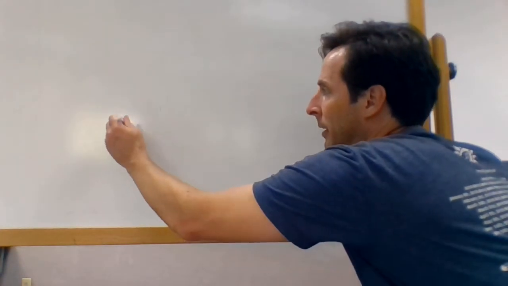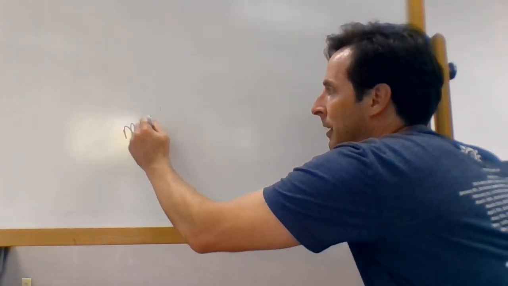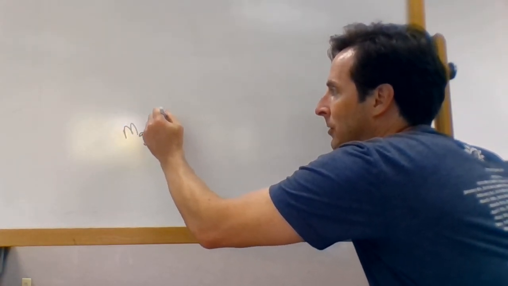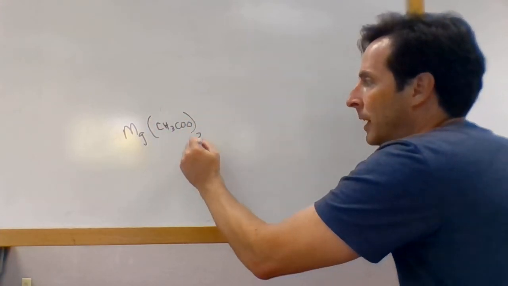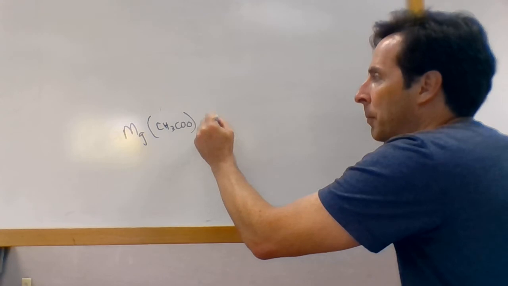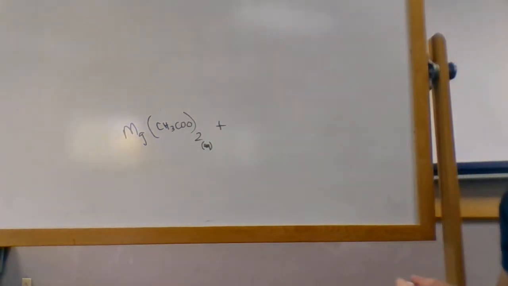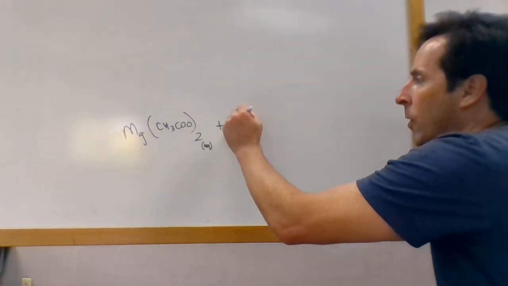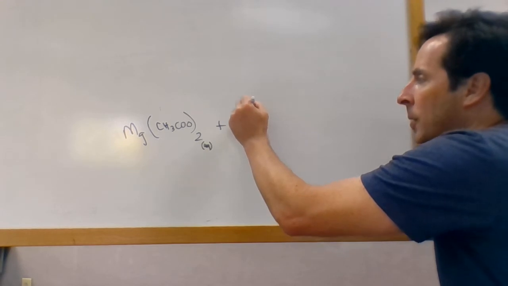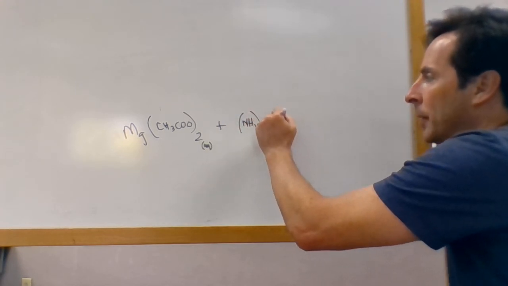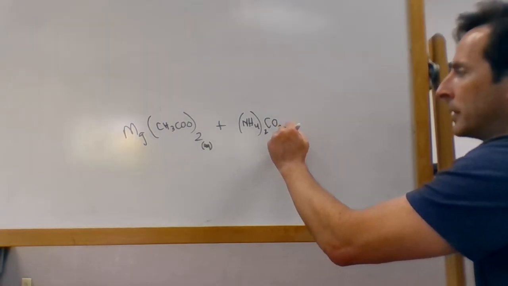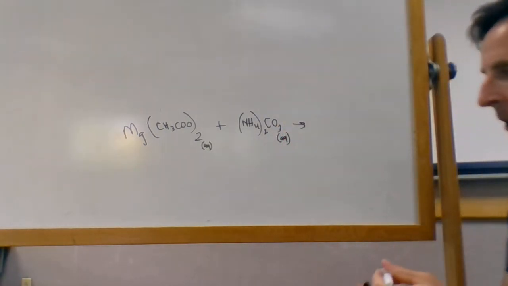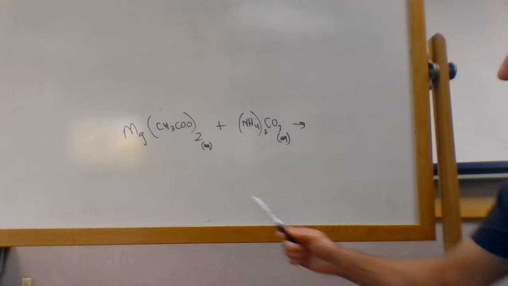So pretty quickly, it's got to be Mg, and then the acetate, CH3COO. You're going to need 2 of those. That's aqueous. Plus ammonium carbonate. NH4 is +1. Carbonate's -2. So I'm going to need 2 ammoniums. Again, that's aqueous. When they react, I know that it's going to swap partners.